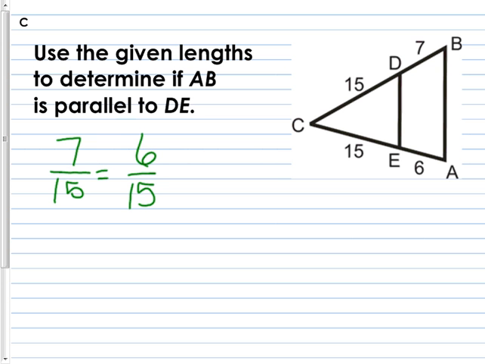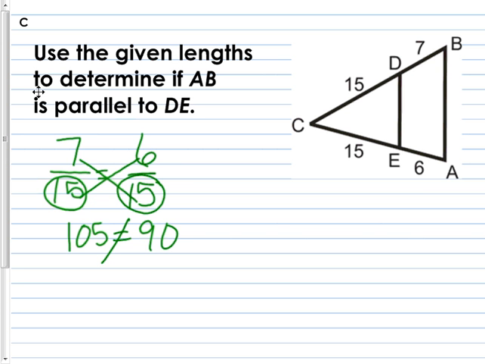Now, hopefully you can tell by looking at it, this is not going to be proportionate because they have the same denominator. But just for the sake of the exercise, let's go through the activity. 15 times 7 is 105, and 15 times 6 is 90. So, is 105 equal to 90? No, it's not. So the answer, therefore, would be no. And obviously no, because the sides are not proportional.